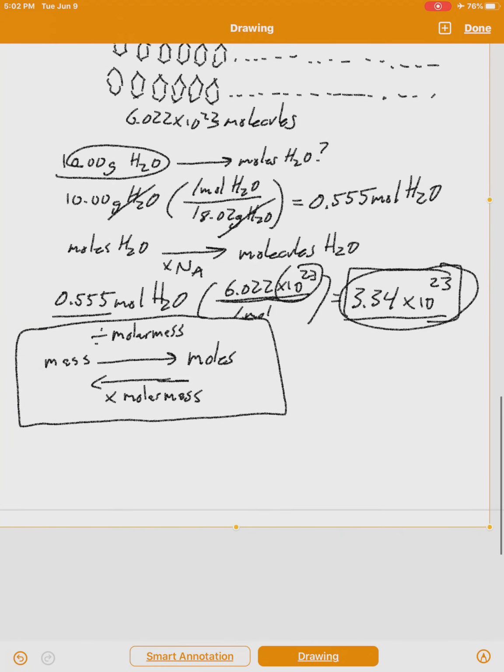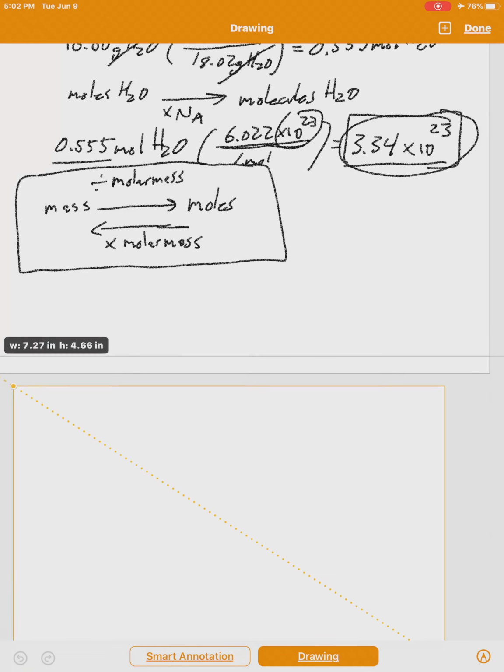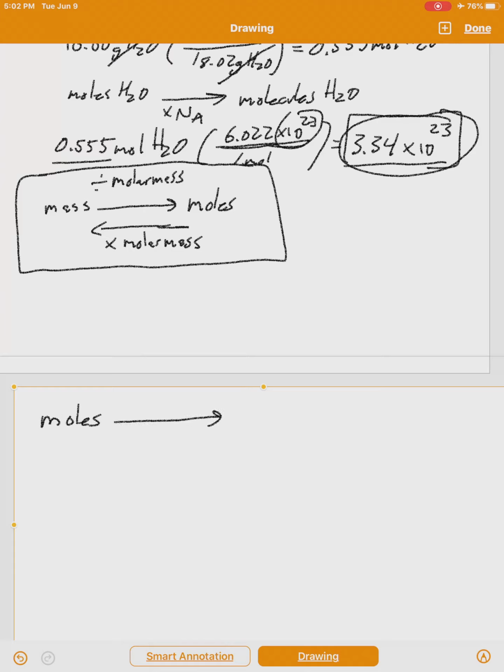Okay? Now, the second calculation that we should be able to do, which I showed you an example of, is what happens if you have the number of moles and you want to get the number of molecules?